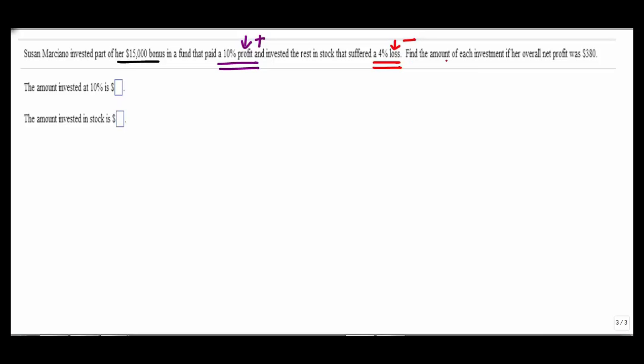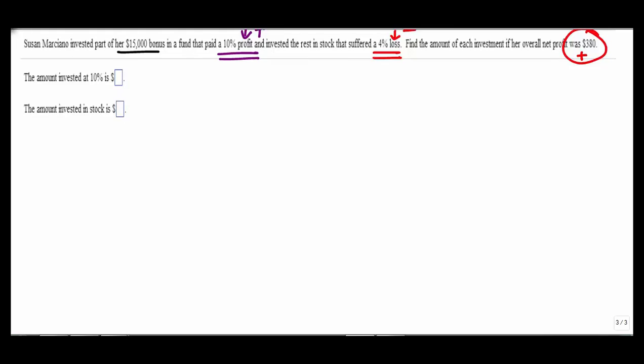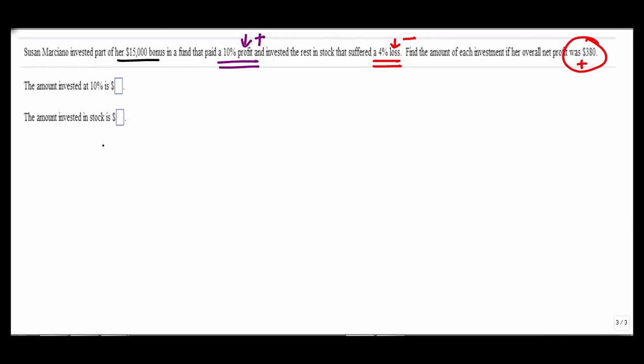Now it says find the amount of each investment if her overall net profit was $380. So she made some money, she lost some money, but the overall profit was a positive value. So I made money overall, even though I did lose some money on the individual parts. So in setting this up, I think a table is helpful, like I said. So we have amount invested.